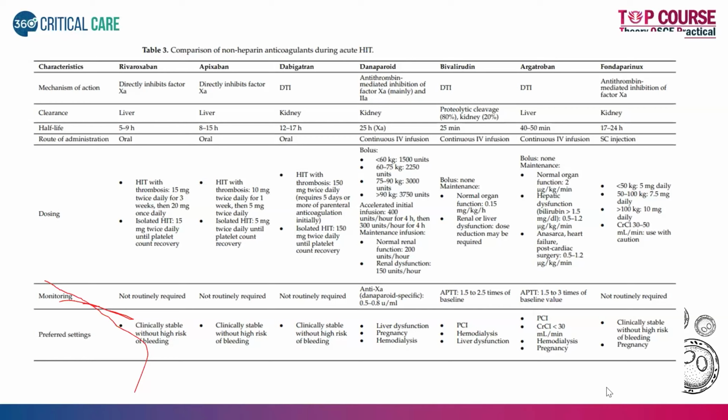Apixaban, on the other hand, whenever there is HIT with thrombosis, starts with 10 mg twice daily for 1 week, followed by 5 mg twice daily till 6 months if there is thrombosis. If it is isolated HIT, 5 mg twice daily until platelet recovery. Remember one of these two. I feel apixaban is easy: 10 mg twice daily for 1 week, followed by 5 mg twice daily with thrombosis. If it's isolated, 5 mg twice daily till platelet recovery.